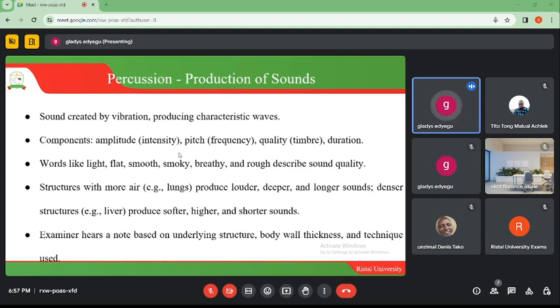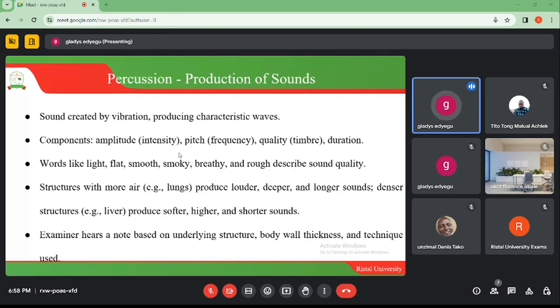Words like light, flat, smooth, smoky, breathy, and rough describe sound quality. Structures with more air, for example the lungs, produce louder, deeper, and longer sounds. Denser structures, for example the liver, are more dense when you percuss, so the sound is not so loud. It produces a softer kind of sound. Sometimes, in case there is a problem, the sound can be higher and also shorter, depending on the kind of condition that the patient has in his liver.